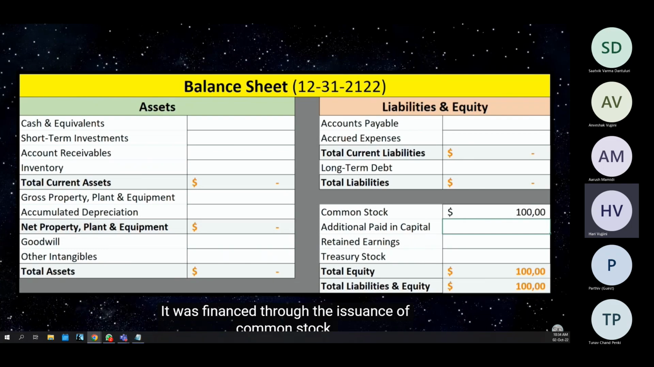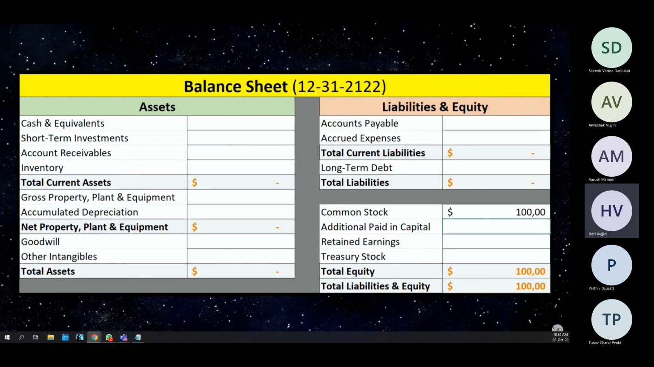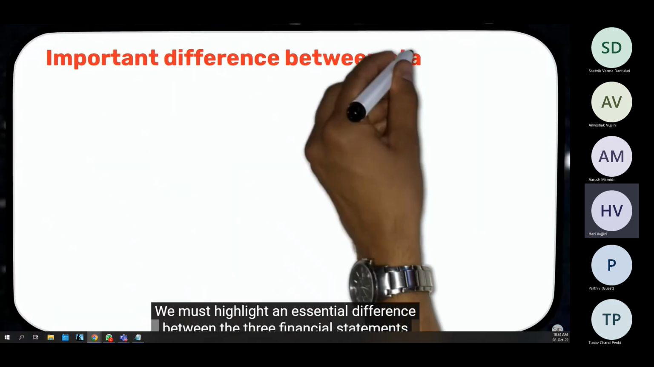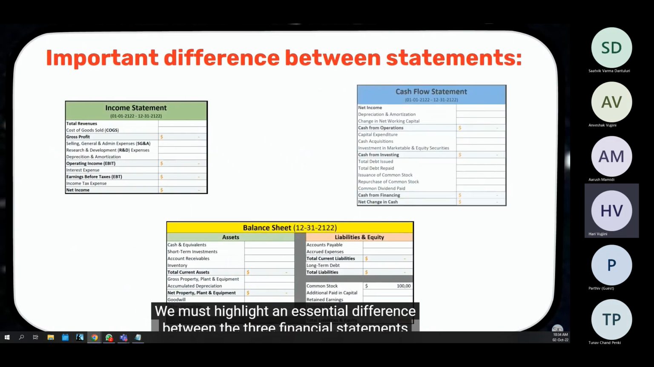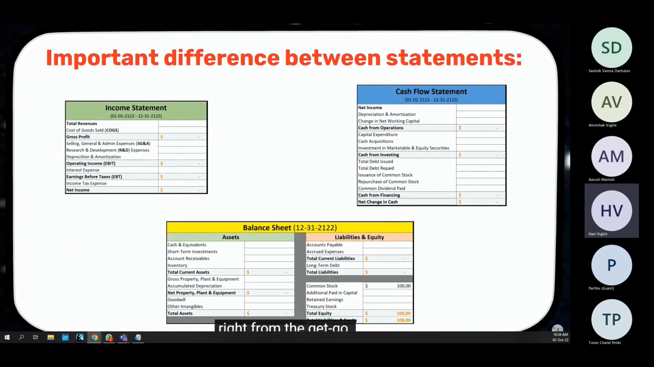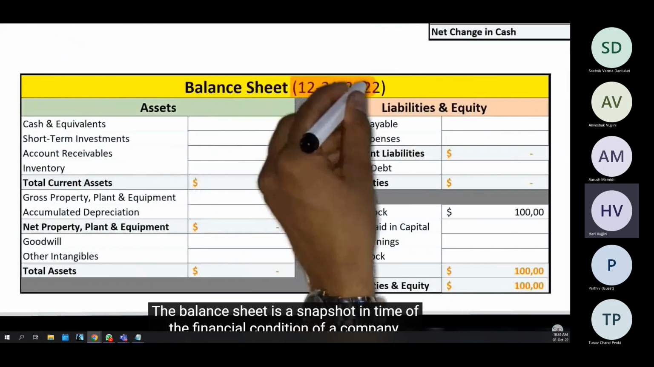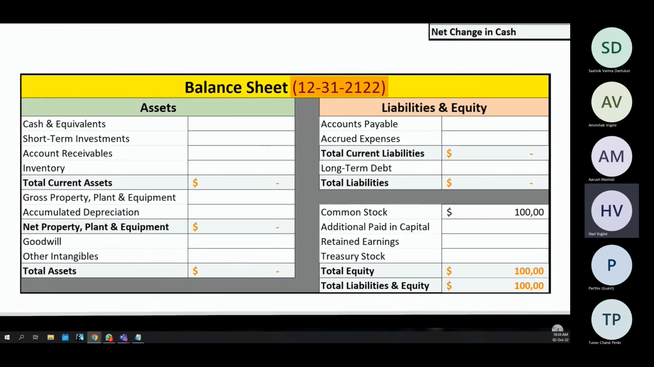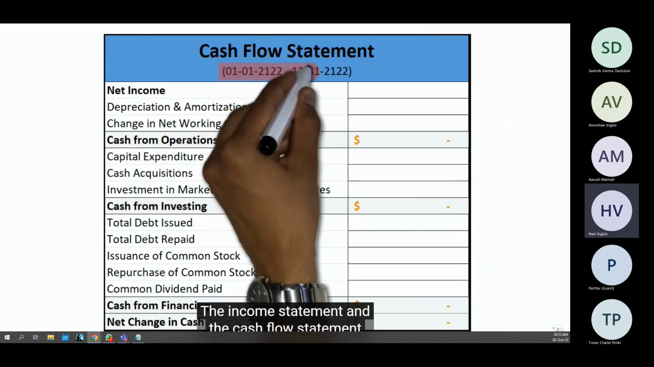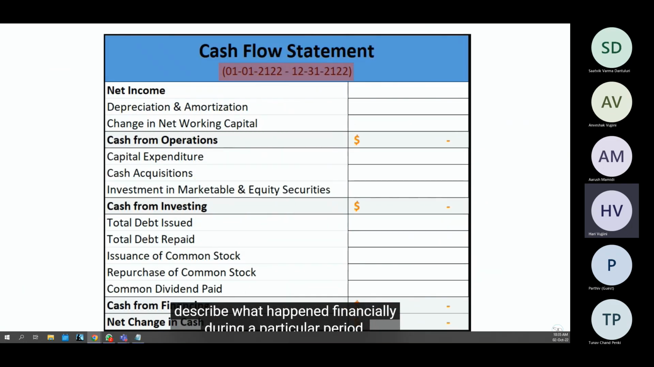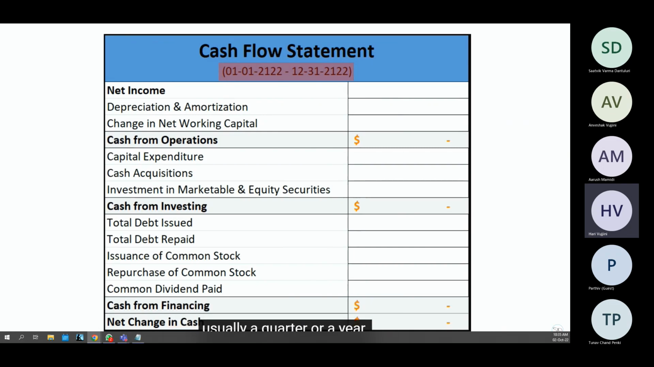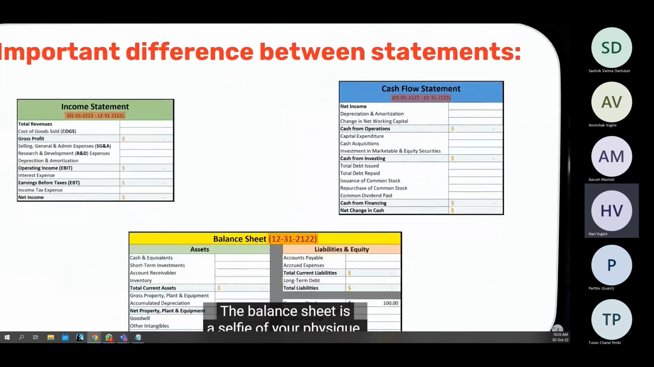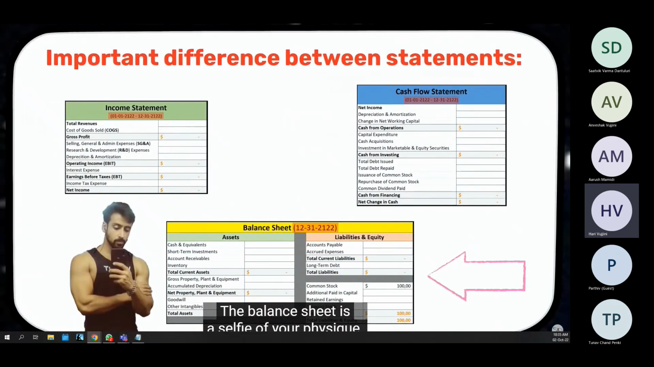It was financed through the issuance of common stock. We must highlight an essential difference between the three financial statements right from the get-go. The balance sheet is a snapshot in time of the financial condition of a company. The income statement and the cash flow statement describe what happened financially during a particular period, usually a quarter or a year. The balance sheet is a selfie of your physique.